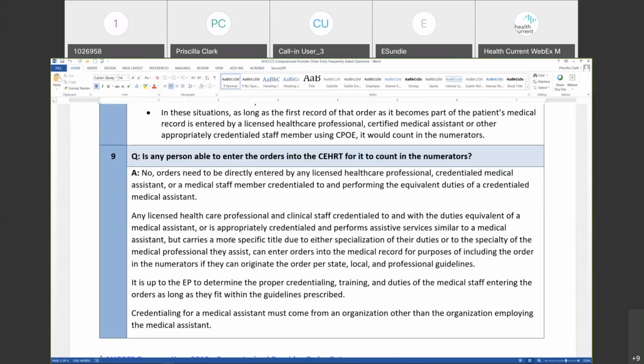It is up to the EP to determine the proper credentialing, training, and duties of the medical staff entering the orders, as long as they fit within the guidelines prescribed. Credentialing for a medical assistant must come from an organization other than the organization employing the medical assistant.